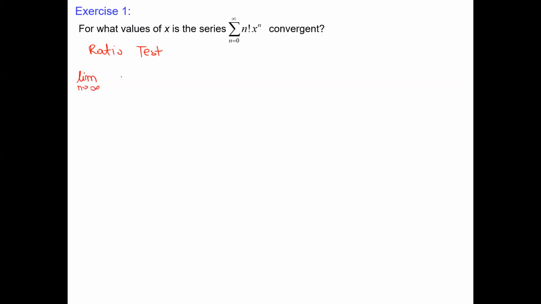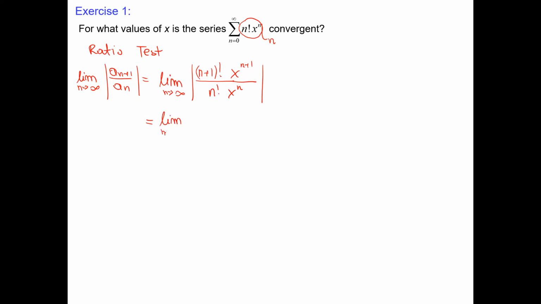Limit as n goes to infinity of the absolute value of a sub n plus 1 over a sub n. Of course, the entire term is a sub n. That means when we add 1, a sub n plus 1, we will have n plus 1 factorial and x to the power of n plus 1, and then divide by a sub n, n factorial x to the n. The absolute value is quite important because x could be positive or negative. n is always positive, but the variable x is not.